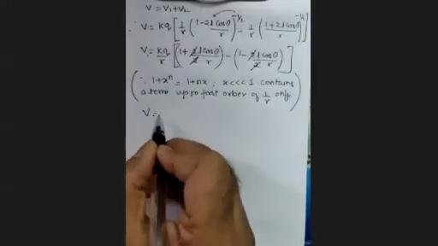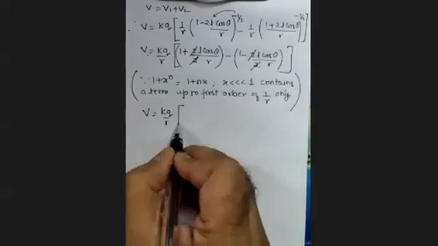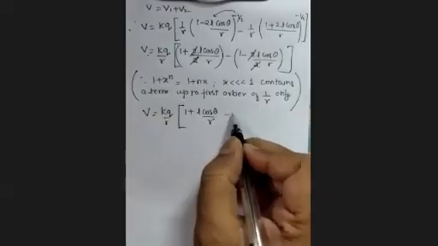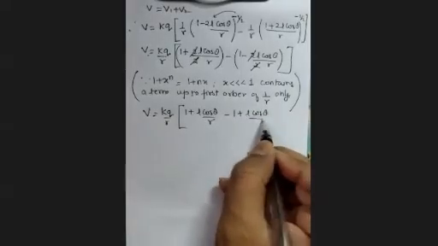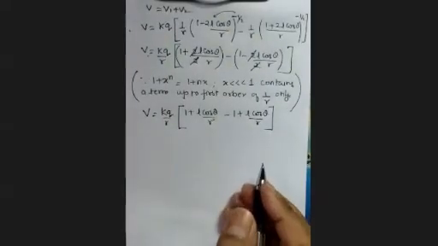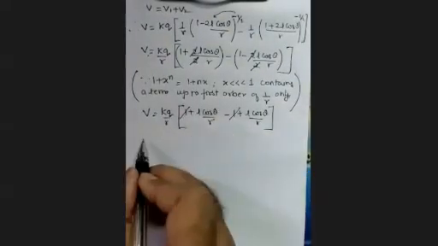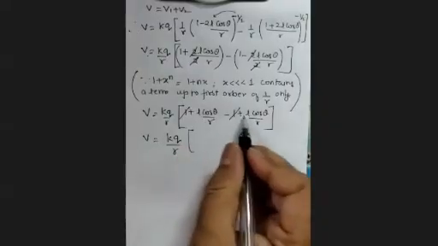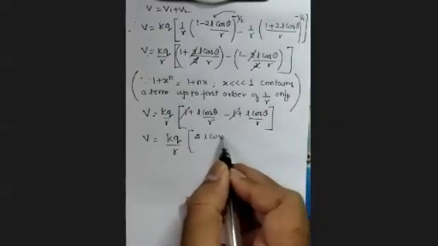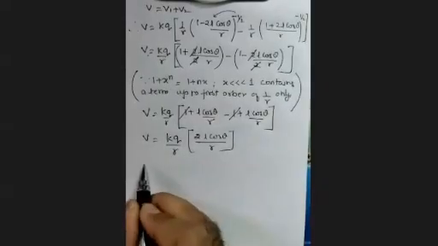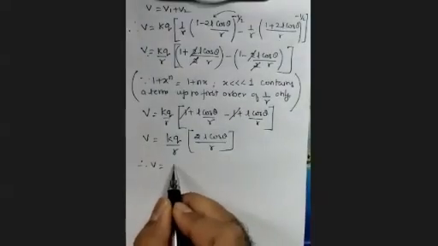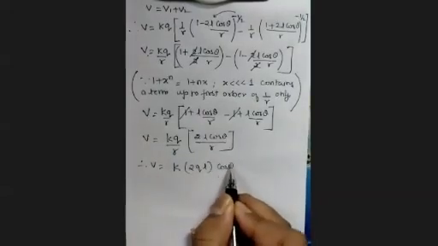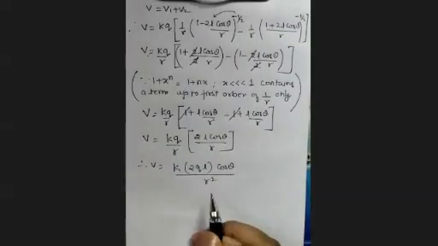So V, the potential value, is equal to K Q upon R, into 1 plus L cos theta upon R minus 1 plus L cos theta upon R. Something is cancelling, the 1 and 1 cancel. Therefore V is equal to K Q upon R, so 1 plus 1 becomes 2L cos theta upon R. So therefore V is equal to K 2QL cos theta upon R square.